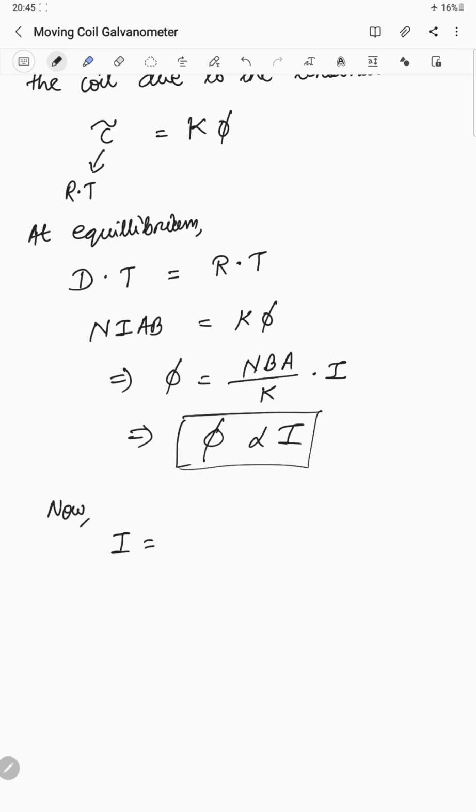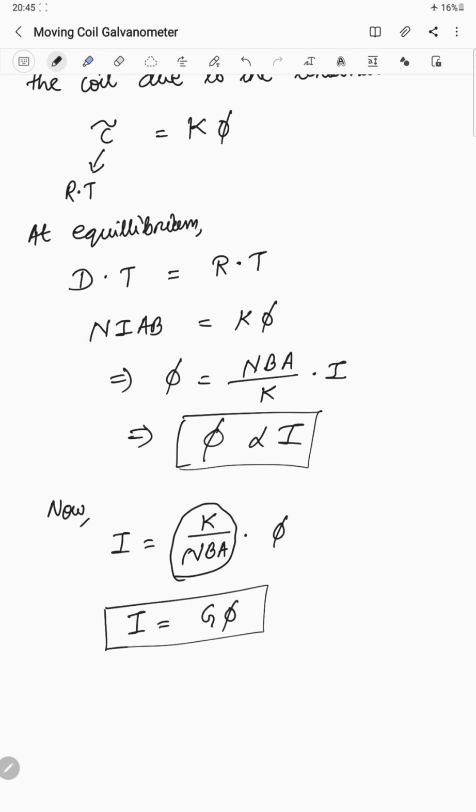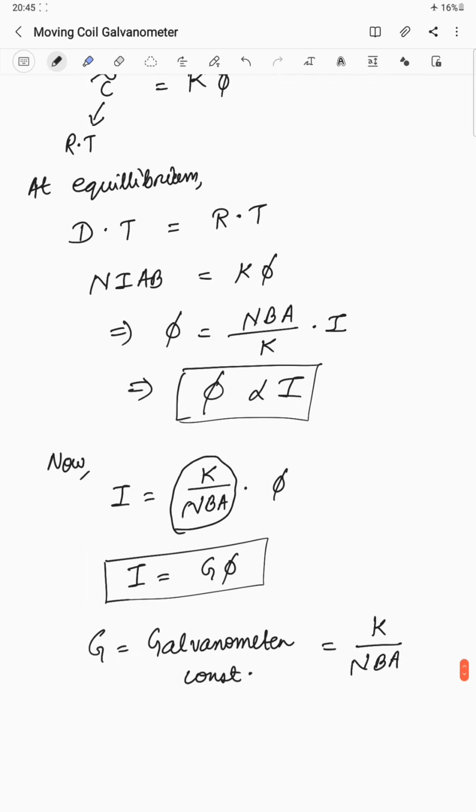So I can write I will be equal to K by NBA into phi. I can treat this as a constant, so I can write I is equal to G phi. This is one more equation, where G is the galvanometer constant. And what is its value? It is nothing but K by NBA. So this is all about the working and the derivation required theory for us.